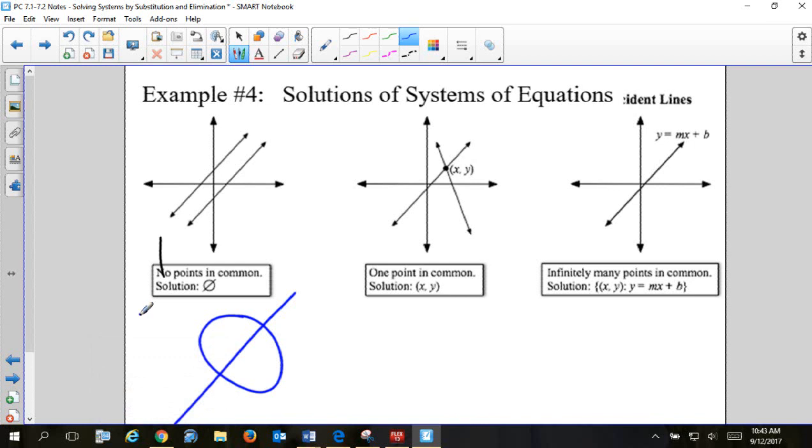The last one we haven't done any of yet. If you graph them and they're the exact same graph, you've got infinitely many points that they have in common. So you can't write all the points they have in common. Instead, we're going to write the equation that they have in common, and this shows you how to do it, but I'll show you a real example with that last section. I'll show you exactly what I want you to do if it's infinitely many.